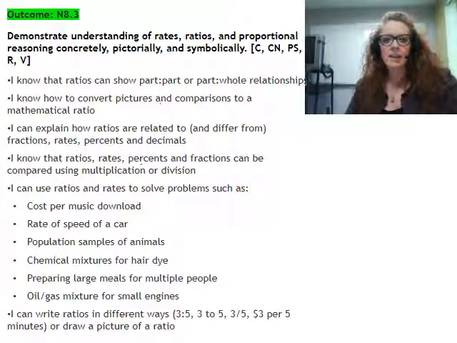Hi, welcome to N8.3, Ratios, Rates, and Proportional Reasoning.